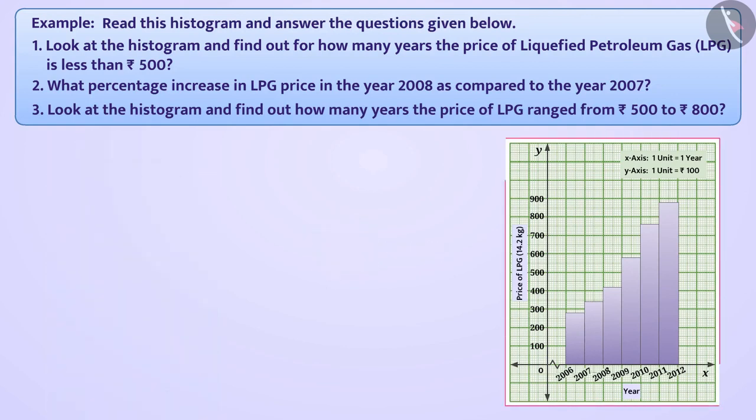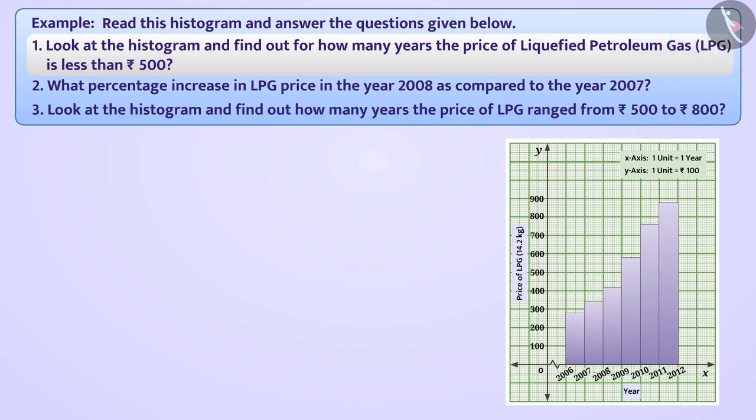The histogram shown here shows the change in the price of LPG over different years, in which the x-axis represents years and the y-axis represents price of LPG per 14.2 kg. Here, the width of each class interval is the same, that is 1 year, and the scale of the y-axis is 1 unit equal to 100 rupees. Look at the histogram and find out for how many years the price of liquefied petroleum gas, that is LPG, is less than 500 rupees.